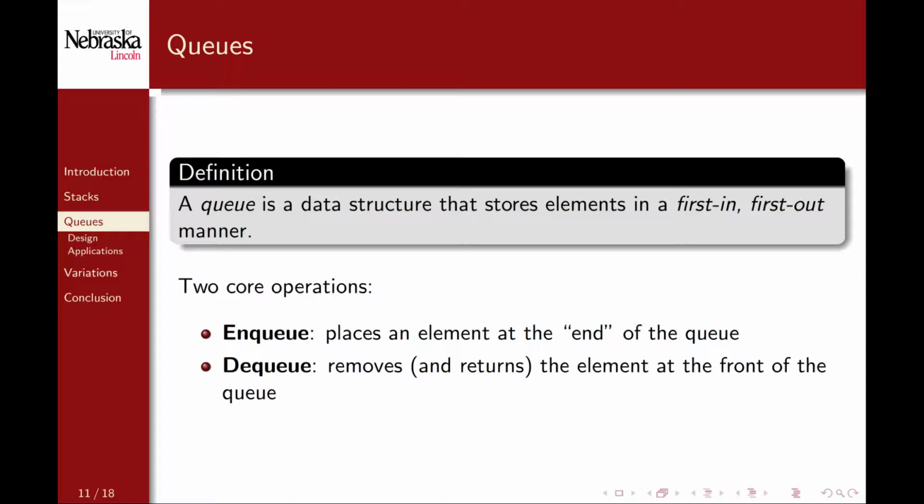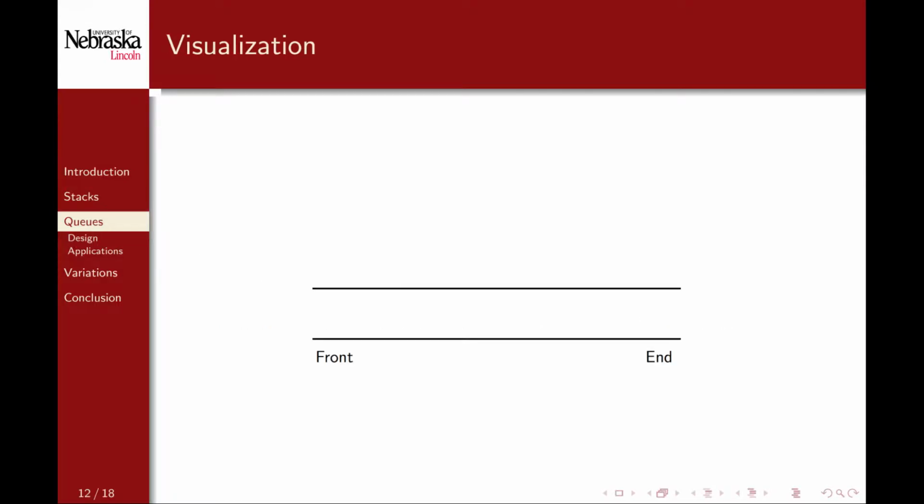The two core operations are enqueue and dequeue. Enqueuing an element inserts it at the end of the queue, while dequeuing an element removes the element from the start of the line. Some other treatments of queues will use different terminology for these operations, such as offer and pull respectively. Here's a queue visualized horizontally.